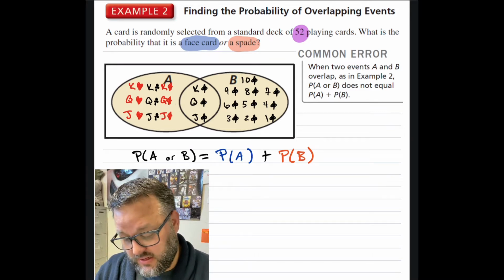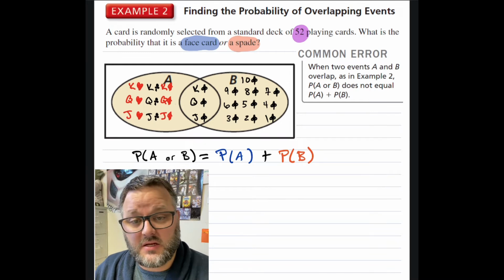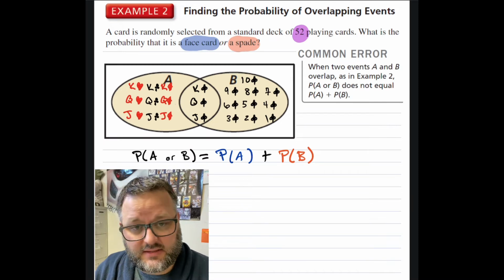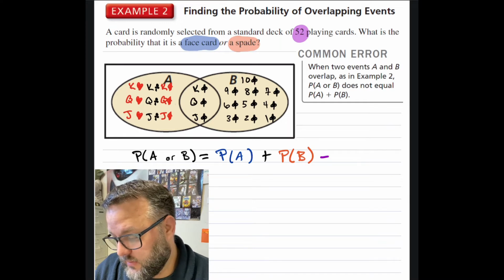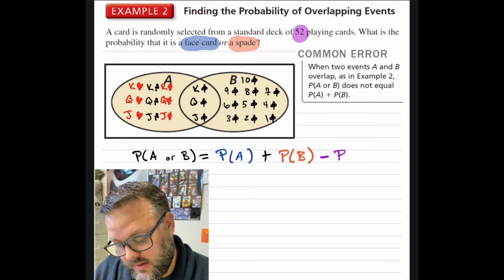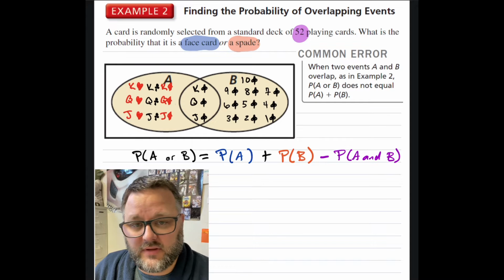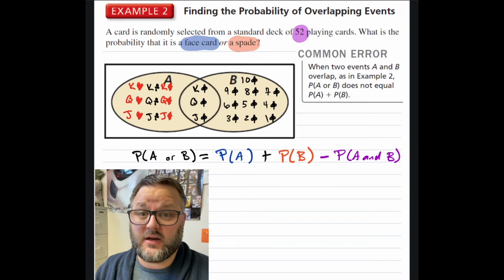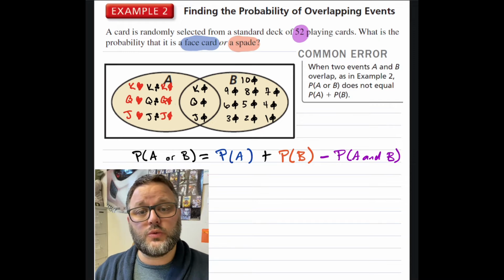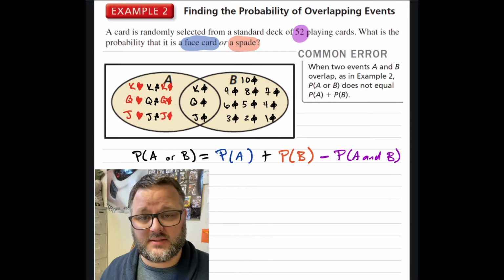So what we need to do is find the probability of A, find the probability of B, and because we've double counted, anything that's included in the double counting we have to subtract off. That is probability of A and B. This is called overlapping events. It's when they share a pool or population that we counted twice, so we have to back it out. If we counted it 3 times, we'd have to back out 2 of them because we can only count one instance, because we only have one deck of cards.